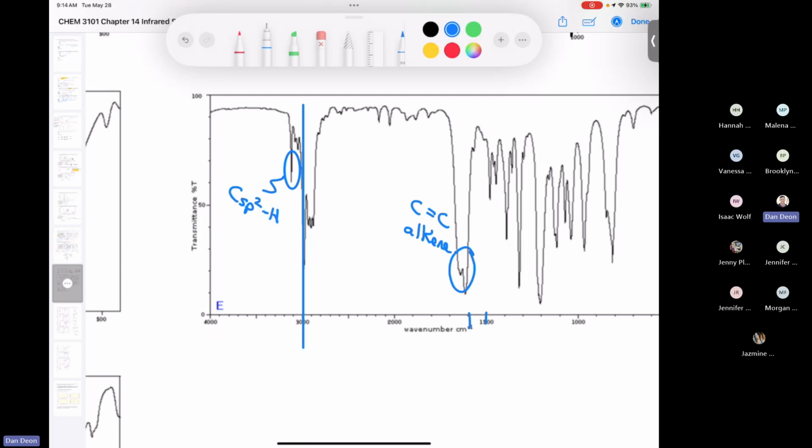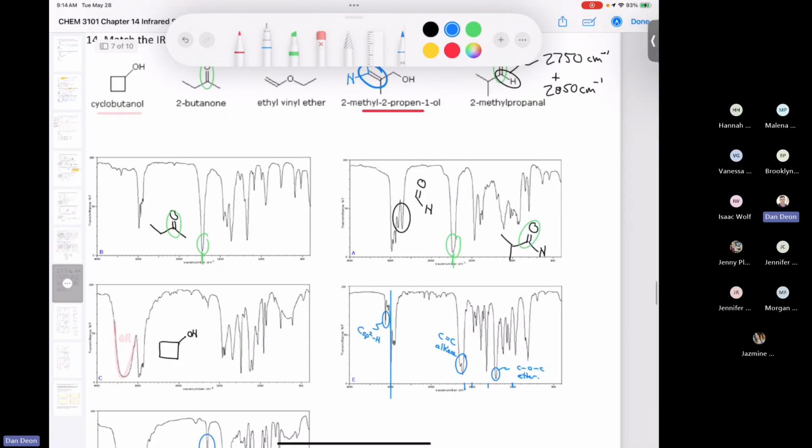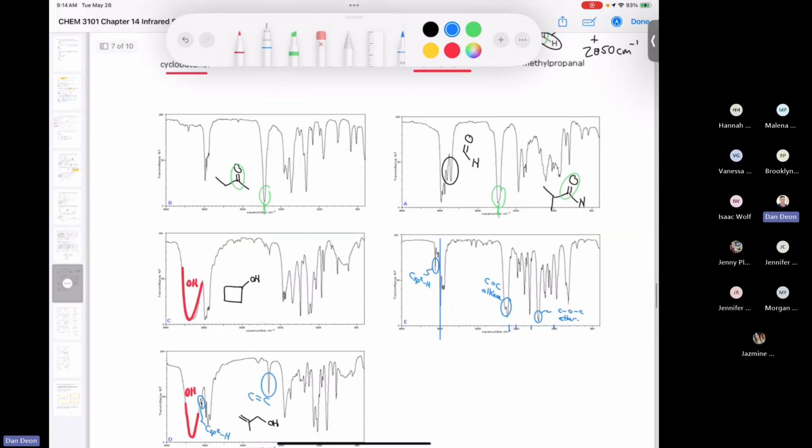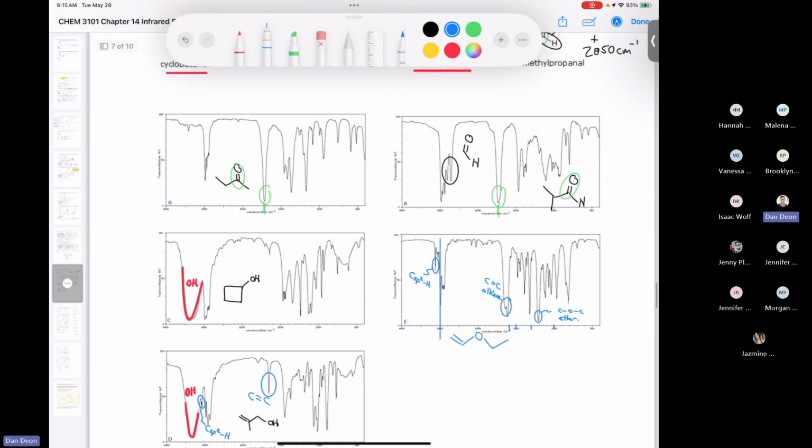And then for an ether, we look for a stretch around 1300 to 1000. So we have 1000 here, we have 1300, so 11, 12, 13. This one here is the strongest one. So this must be the carbon-oxygen-carbon stretch of the ether. And so that must be the last compound, which is the ethyl vinyl ether. I'll just scribble its structure here. So ethyl vinyl ether looks something like that. So there you go, by process of elimination, we were able to solve all of those.